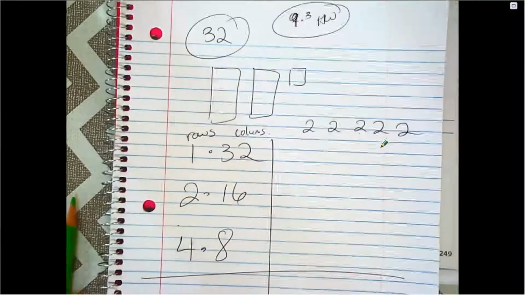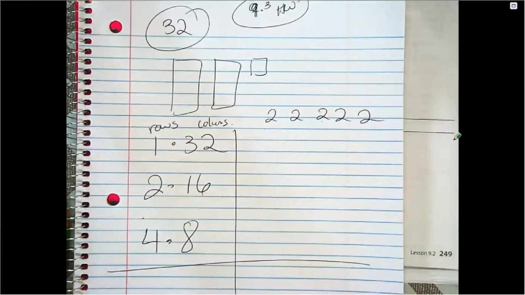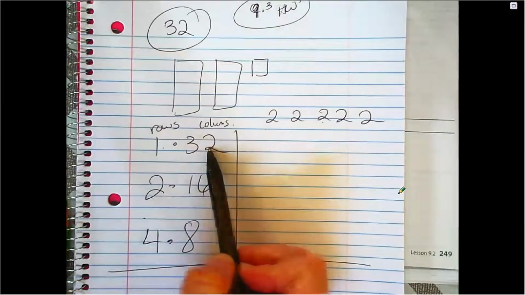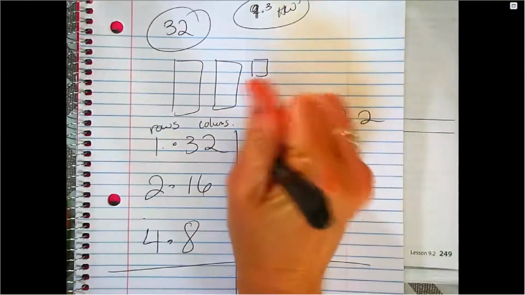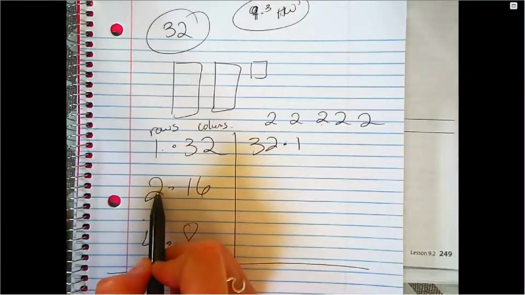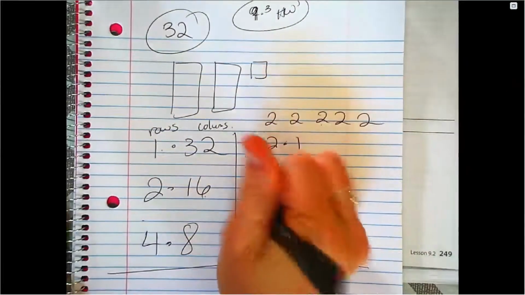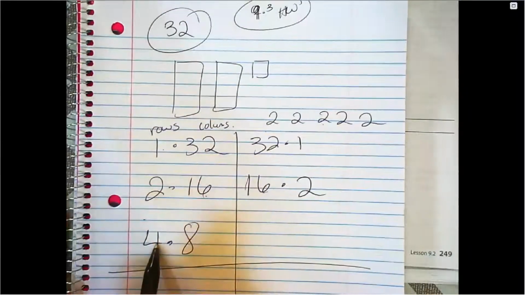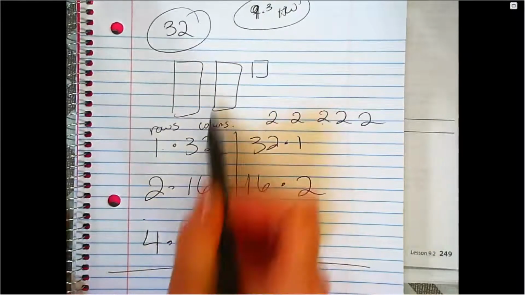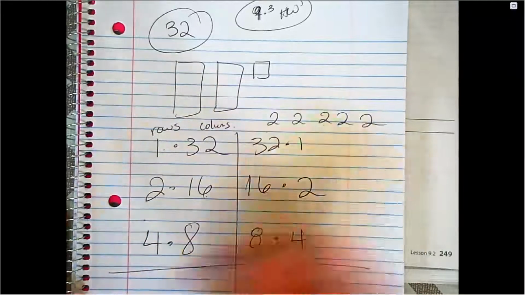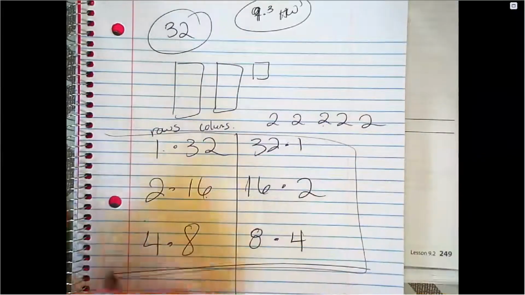Okay, so here's the fun part. You guys ready? We're almost done. So if I have 1 row of 32, I can also have 32 rows of 1. If I have 2 rows of 16 stamps, I can also have 16 rows of 2 stamps. If I have 4 rows of 8 stamps, then I can have 8 rows of 4. So that's where I get my 6. Do you notice a pattern?